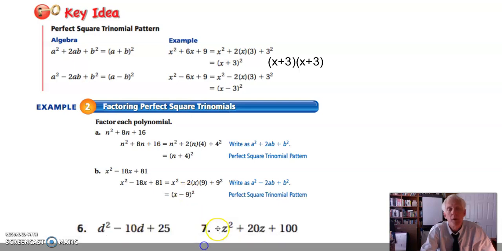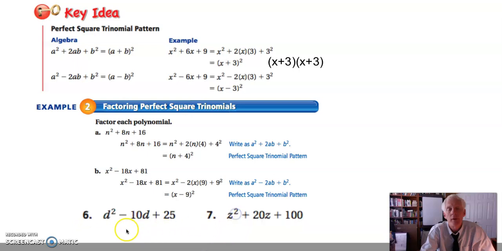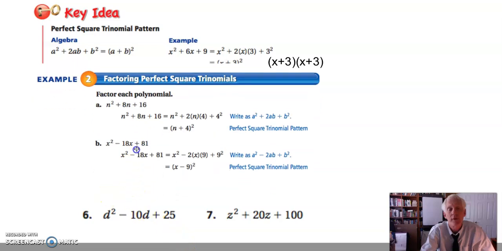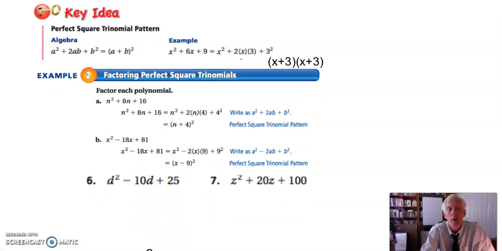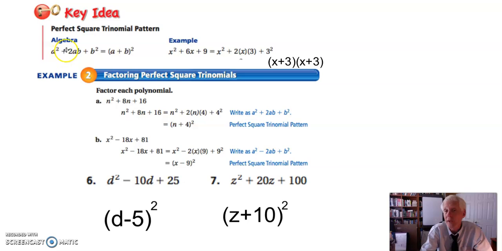Okay. And try these two real quickly. d squared plus 10d plus 25. Pause your machine, whatever you're using. And the answers are z plus 10 and d minus 5. So that's our review. We got to hammer these down really good for next week.